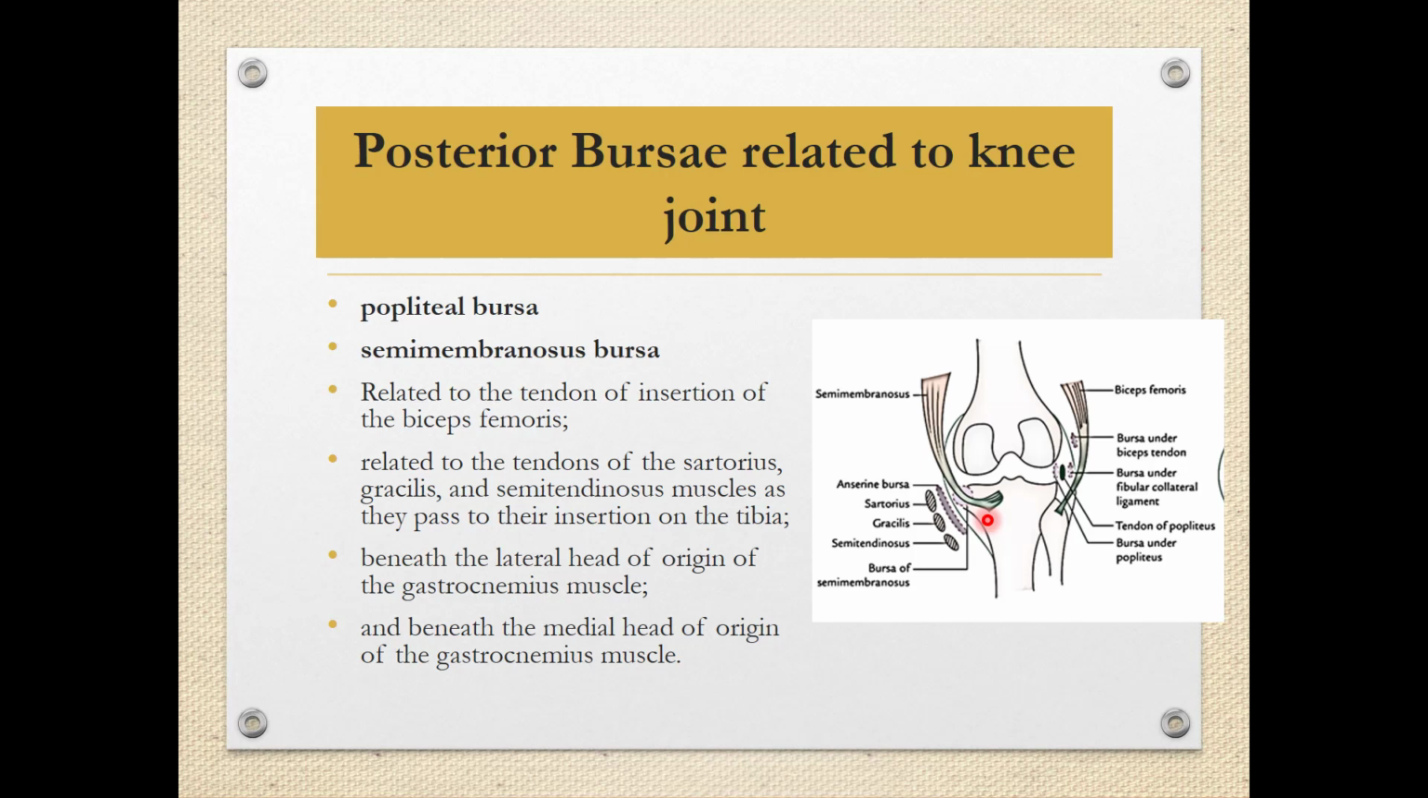Then there is another bursa which is below the lateral head of the gastrocnemius muscle. Then there will be another bursa which is beneath the medial head of the gastrocnemius muscle, which are not shown in this diagram. Here only the popliteal bursa is shown. This is the popliteal bursa which is under the popliteus muscle. There will be the semimembranosus bursa which is below the semimembranosus muscle. Then there is the anserine bursa and then there will be another bursa which is below the biceps femoris muscle. See here, it is also shown here. This is the biceps femoris muscle and there is a bursa below it. So these are 6 bursa which are present posterior to the knee joint.